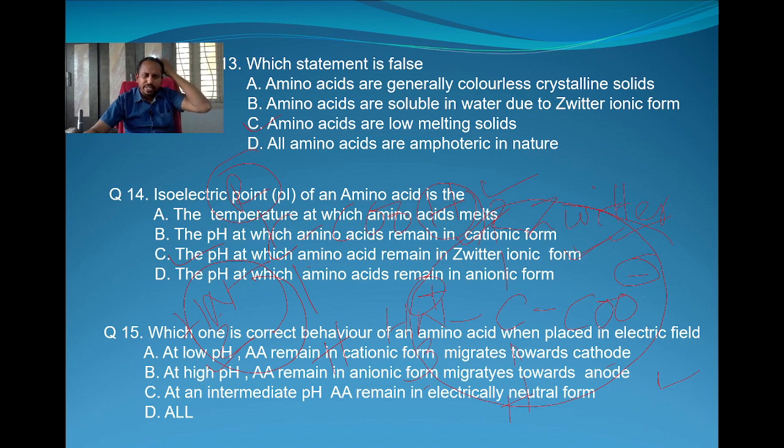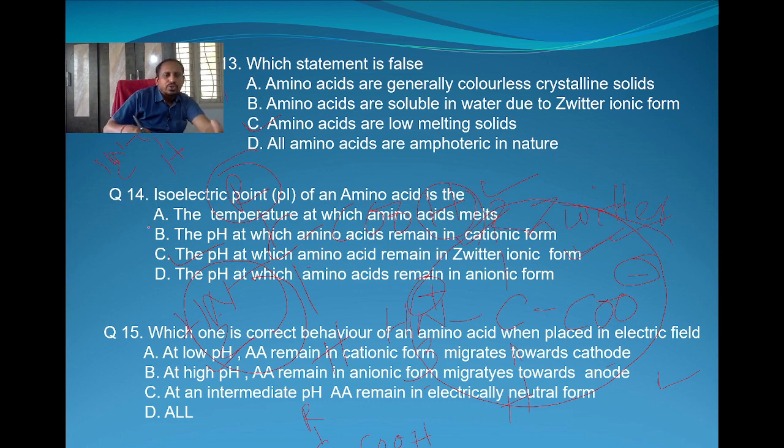So at intermediate pH, meaning the isoelectric point, the amino acid remains in neutral form. That is correct. So if we draw the structure of the amino acid here, COOH and NH2, here R and here H is there. So suppose I will write here COOH and NH2 is there, and here is hydrogen.